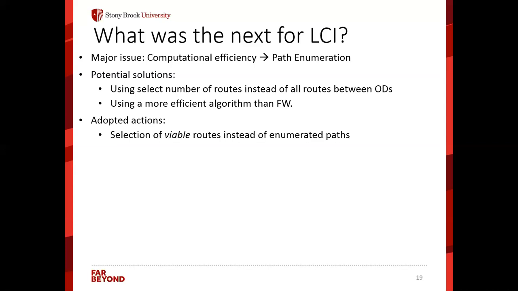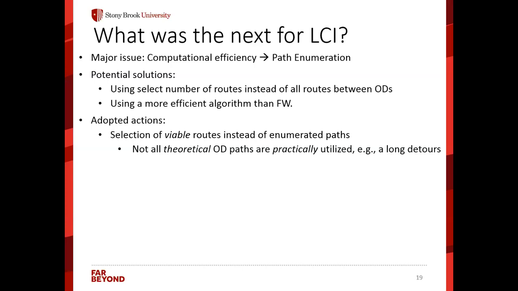So what we did was we first get rid of path enumeration and we select a viable route. The idea behind viable routes is that when you have the enumerated paths between ODs, not all the paths are practically feasible or utilized. If there's a very long detour between an OD, it will appear in path enumeration, but practically it will not be used unless most of the links fail, and then maybe a path on the periphery will be utilized.